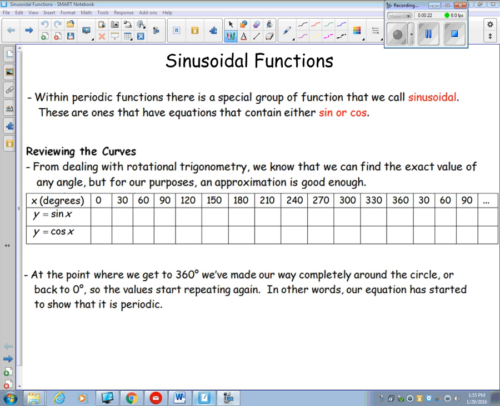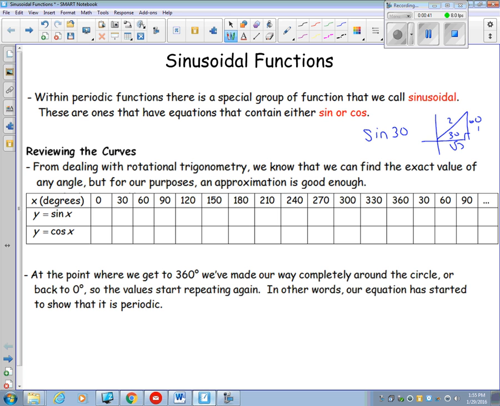Okay. From dealing with rotational trigonometry, we know if we wanted to, we could find the sine of 30. We could draw that out. We could do a right triangle and say, okay, here's 30 and 60 and root 3 and 2 and 1, all those good things. And we can do that for any angle we want to. For our purposes, we're going to approximate these things.